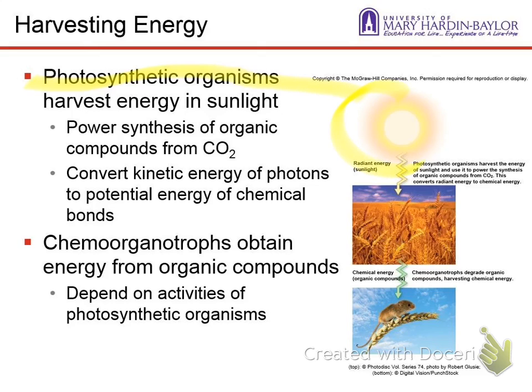Most all of the energy that comes into our environment comes from the radiant energy of the sun. Those photons of light and other waveforms reach our Earth, and some of those are absorbed by photosynthetic organisms like you see here.